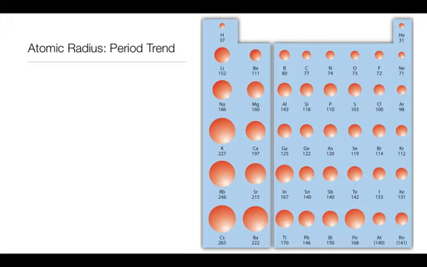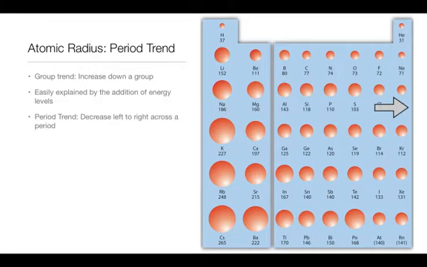In this lesson, we're going to look at atomic radius as a periodic trend. We've seen in the previous video that the group trend, going down a group, is that you increase in size. That's easily explained by the addition of energy levels, which increases the area of probability with increasing energy level. But the period trend, going from left to right, is that it's going to decrease, even though we're adding more electrons. And the question is why? If we're adding more electrons, why is it getting smaller?